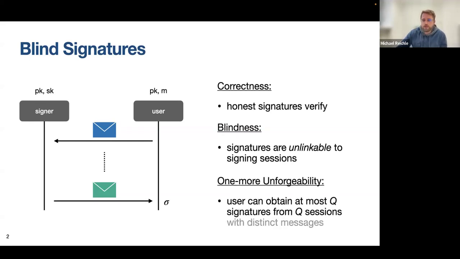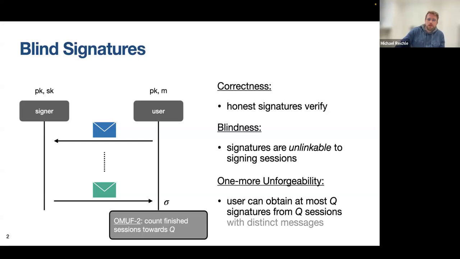And for unforgeability, what we generally want is one more unforgeability. That means essentially the user can obtain at most Q signatures from Q sessions. In this work, we're talking about signatures with distinct messages. This can be strengthened to strong one more unforgeability, but in this work, we are interested in baseline one more unforgeability. And this can be characterized even further, essentially into OMOF1 and OMOF2.